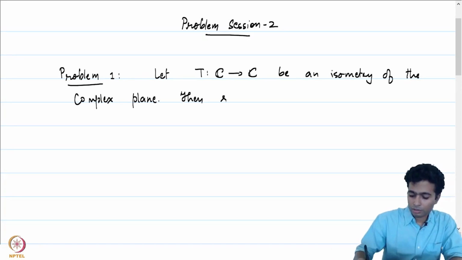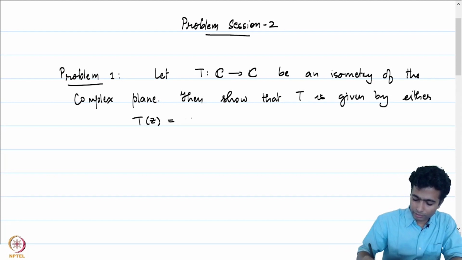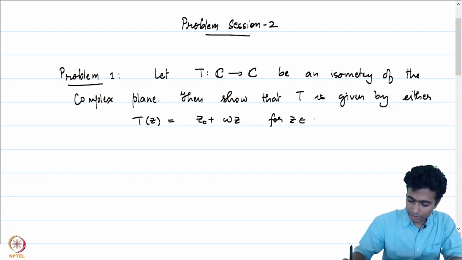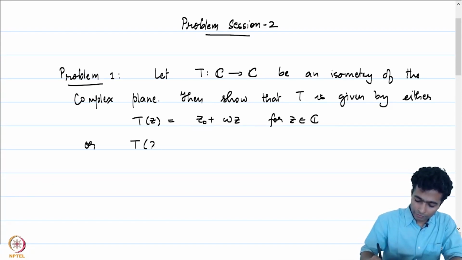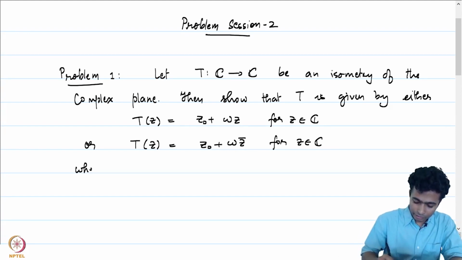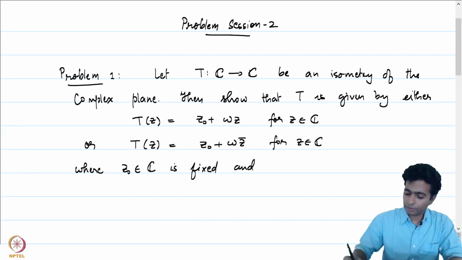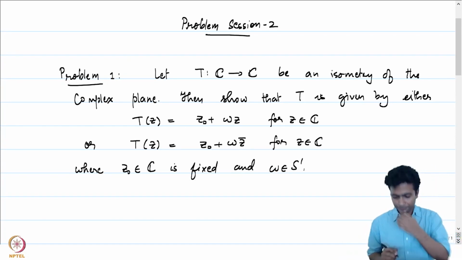Then show that T is given by either T of z is equal to z0 plus omega times z for z in C, or T of z is equal to z0 plus omega times z bar for z in C, where z0 is a fixed complex number and omega is as usual some element in S1, a phase.